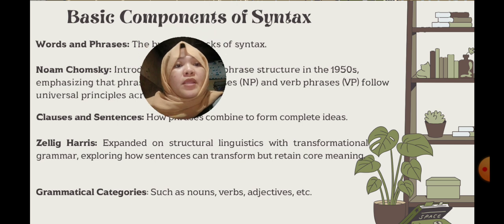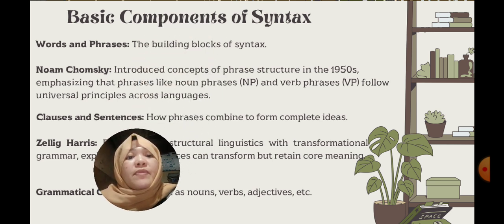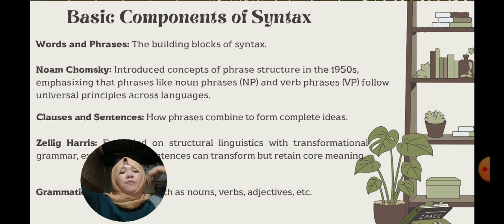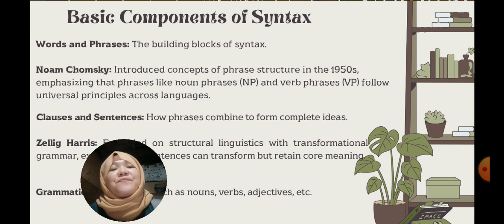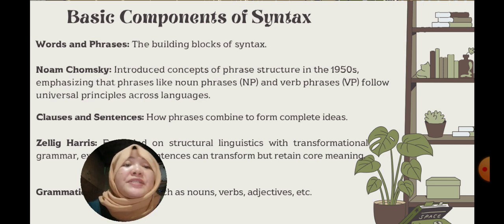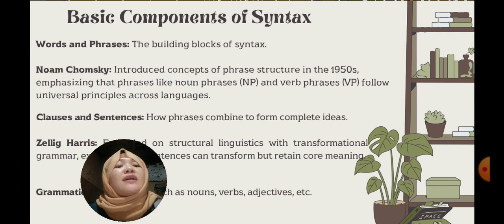All right, next is the basic components of syntax. Okay, so basic components of syntax, we have words and phrases. Words and phrases are the building blocks of syntax. And Noam Chomsky introduced the concept of phrase structures in the 1950s, emphasizing that phrases like noun phrases and verb phrases follow universal principles across languages. So if you want to know more about this, you can read about Noam Chomsky and phrase structures.